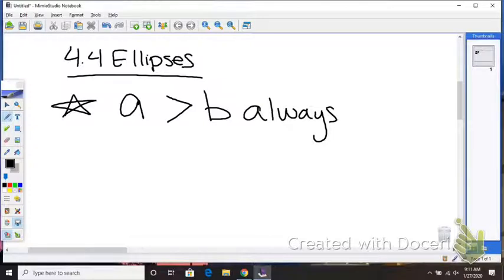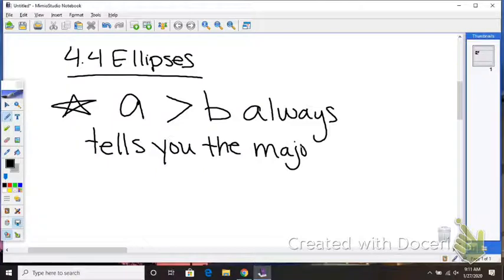And it also tells you the major axis. I'll explain that in just a minute. Write this down, Ian. Write this down. Focus. Wake up. Do some jumping jacks.